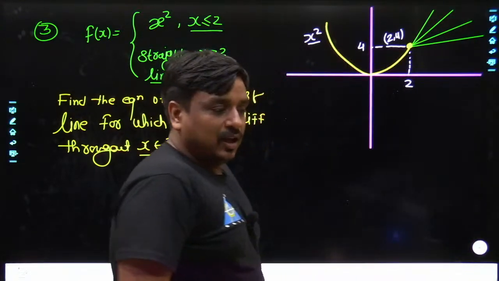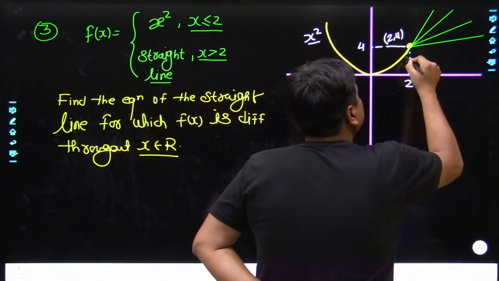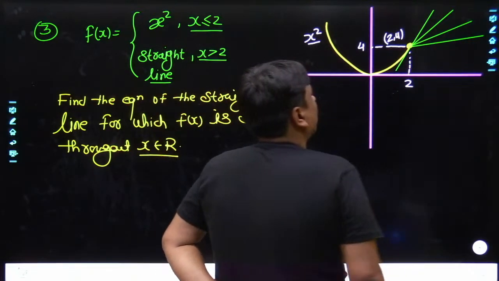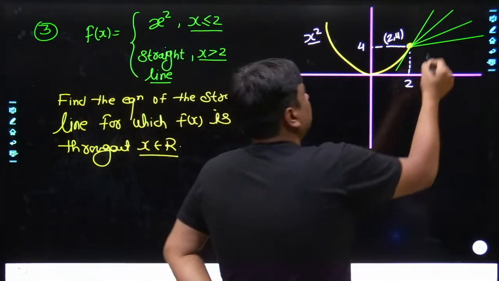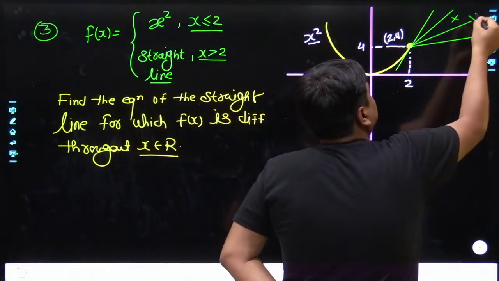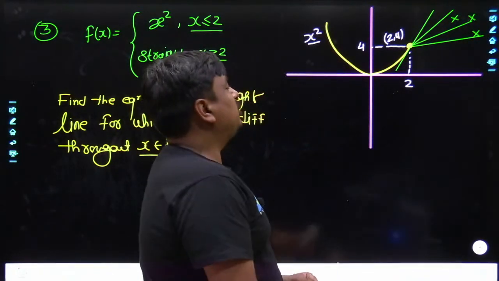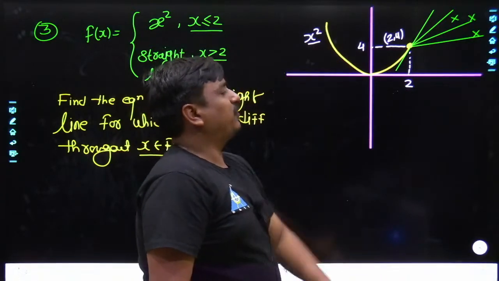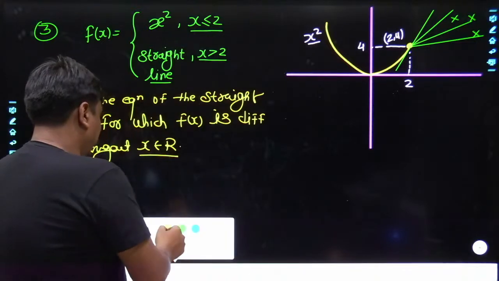No. That straight line should also be tangent at 2 minus. So obviously these equations of straight lines would be ruled out, and you had to just take the reference of the last straight line. So how would we solve this problem?